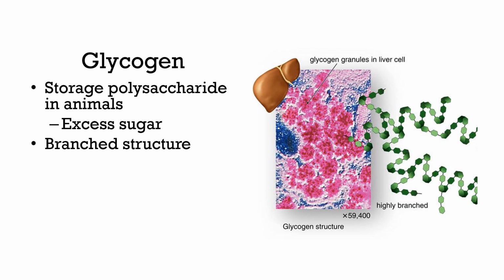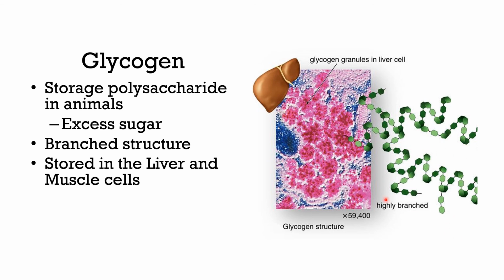Now, unlike starch, it's going to have a slightly different structure. It is branched, and so you can kind of see the branch structure in this image right here. So not just these long chains going all the same direction, but lots of kind of branch structures. And the glycogen will be stored in mainly two locations. Inside the liver, all the pink that you see here is glycogen granules that are in liver cells. But we also store a lot in our muscle cells.